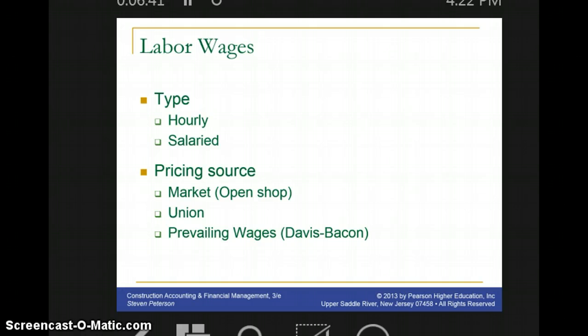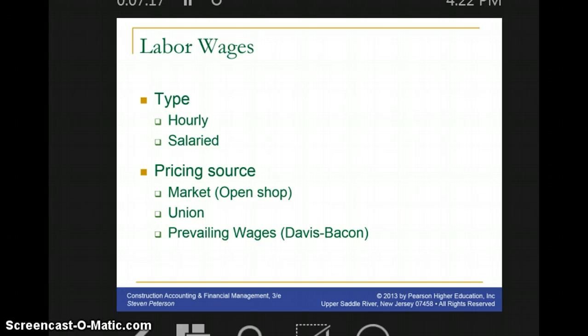For hourly paid employees, we essentially have 3 different market rates. One is the open shop rate, the other one is the union rate, and the third one is the prevailing wages. The open shop rates are essentially non-union. The rates are established by the market, whereas the union rates are established on the labor agreements between the construction company and the labor unions.